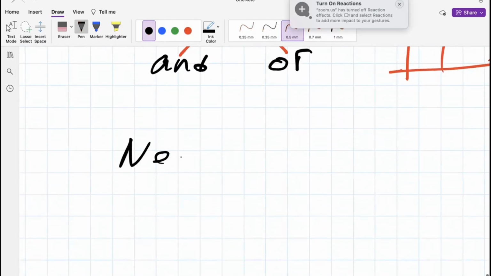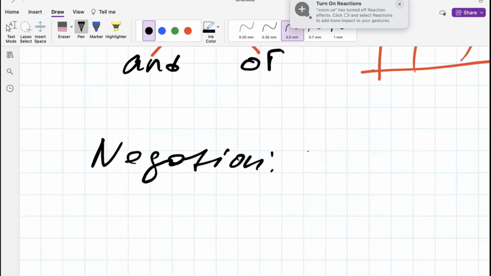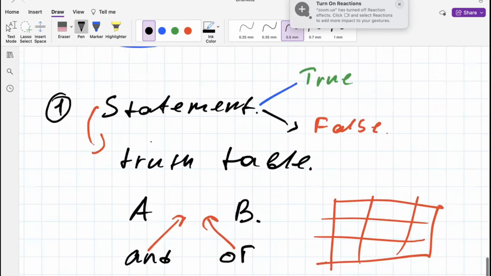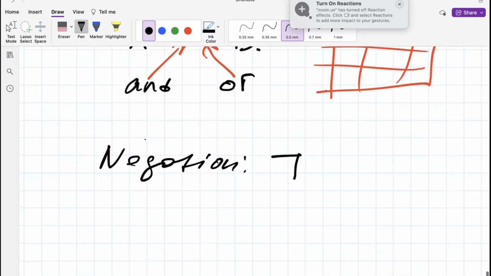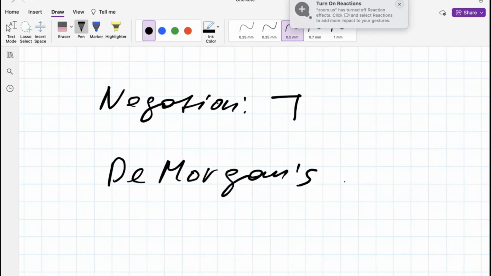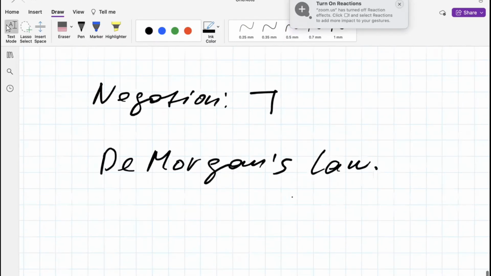Once you've done it, the next part is to understand how to negate a statement. Let me write negation. Basically, negation is just adding not to the statement. So if your statement was true, it becomes false, or if your statement was false, it becomes true. And once you've done it, I think all of this is just the tools in order to understand De Morgan's law.